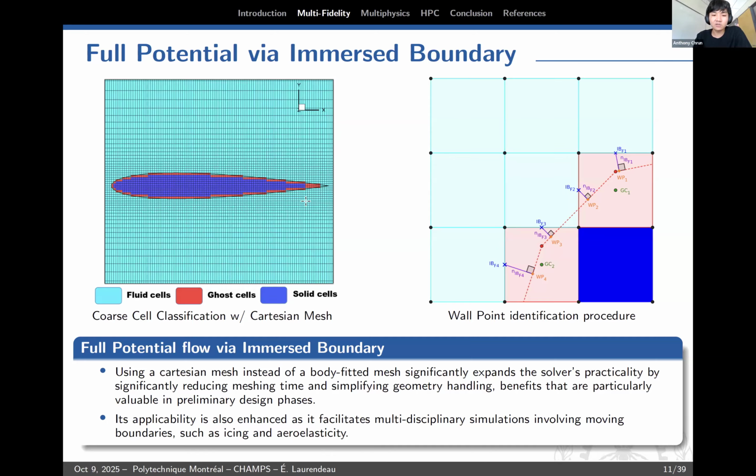And basically this method allows us to use a fully Cartesian mesh, which is basically a mesh that's composed of perfectly squared elements. And so this significantly reduces the meshing time, and it simplifies the handling of the geometry. And those benefits are really important and really useful when doing preliminary design phases. And so this is why we're using it with the full potential solver. And so the applicability of the immersed boundary method goes even further, because it can also help multi-physics solvers that involve moving boundaries, such as icing and aeroelasticity.